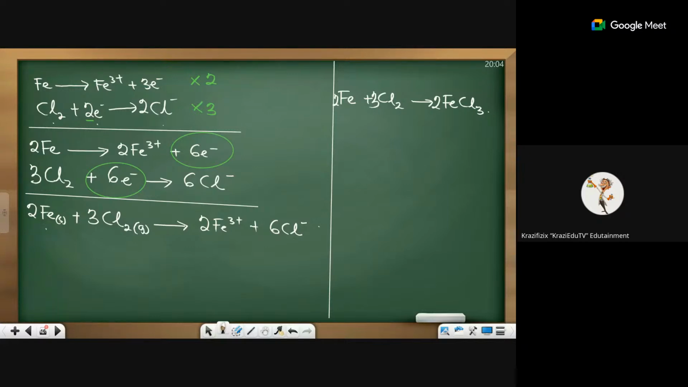Fe. Can you see the 3 coming out? 3. Can you see the 2 there? Now, somebody's saying, but there's no 6. There is 6. What is 2 times 3? 6. Now it's balanced. We are now balanced using what? Ionic method. Redox reaction. Guys, this is where I'm going to stop for the day.